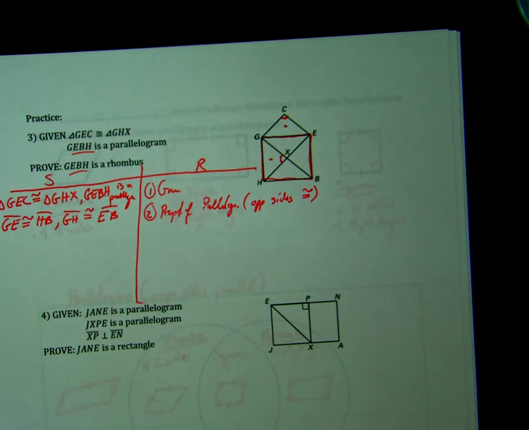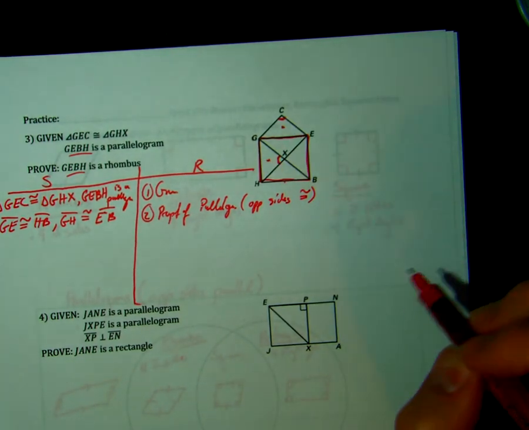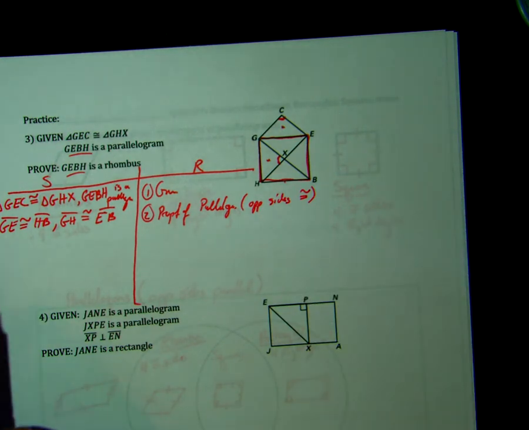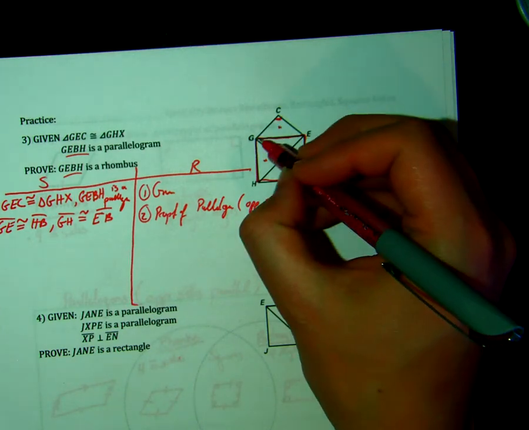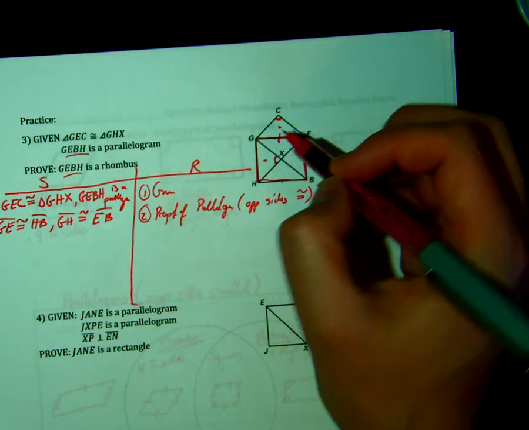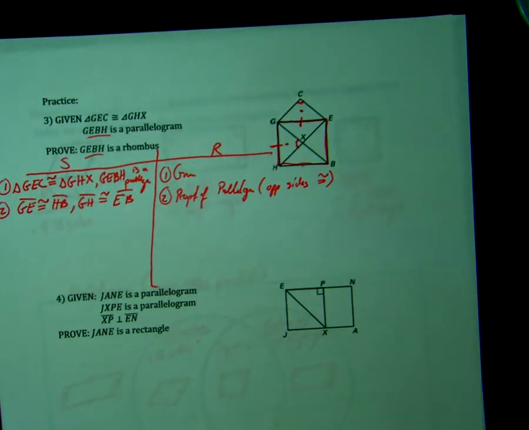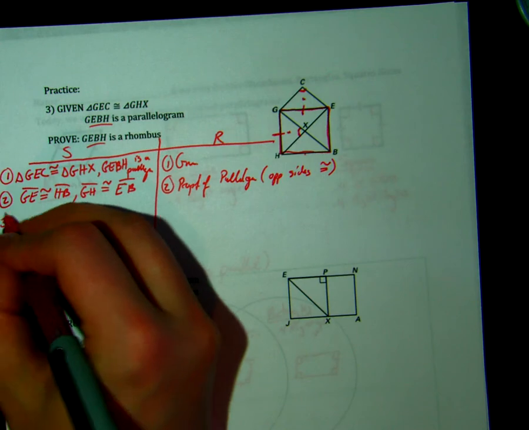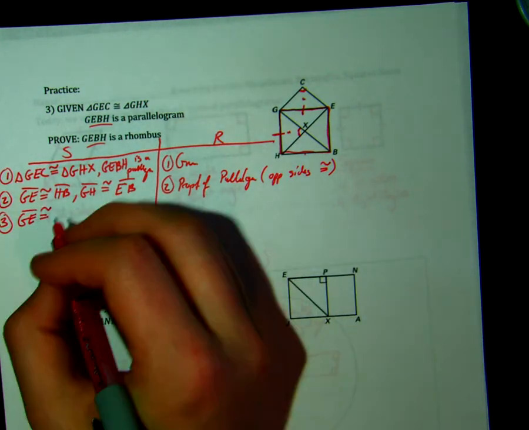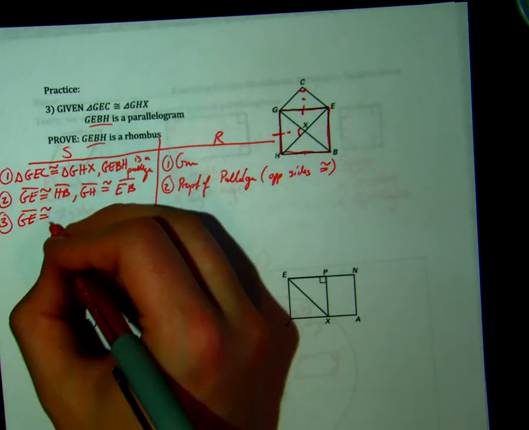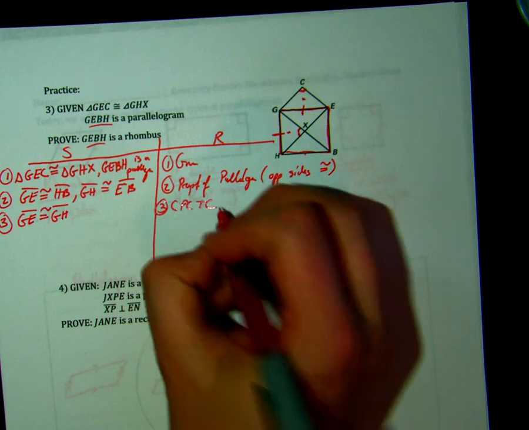Okay, so I know that I have this pair that are congruent, this pair are congruent, but I need those pairs to be congruent to each other. And that's what I can use here, because these are my congruent triangles. So GE and GH are corresponding sides, like that. So I can say that GE is also congruent to GH by CPCTC.